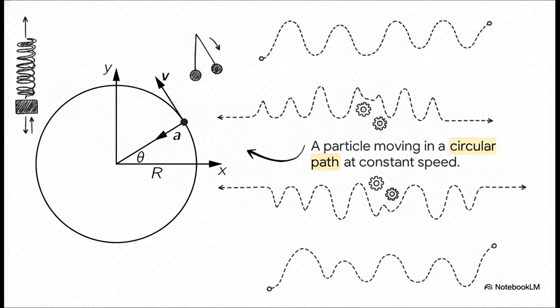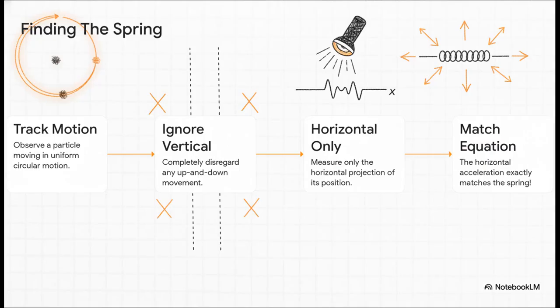At first glance, you'd think this has absolutely nothing to do with our bouncing mass, but the mathematics? It tells a totally different story. Imagine tracking that particle on the circle, but, and this is key, completely ignoring its up and down vertical movement. Imagine shining a bright spotlight straight down from the top and tracking only the horizontal shadow, the X projection, as it moves back and forth along the axis. Here is the magic. If you calculate the horizontal acceleration of that shadow, it's directly proportional to its distance from the center. It exactly matches the equation of our spring.